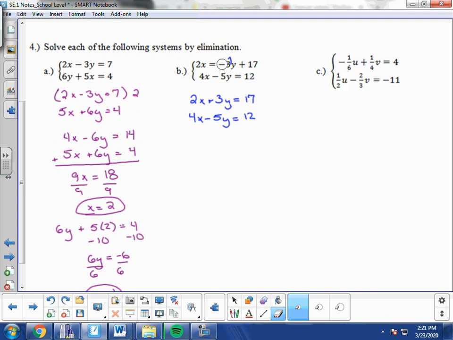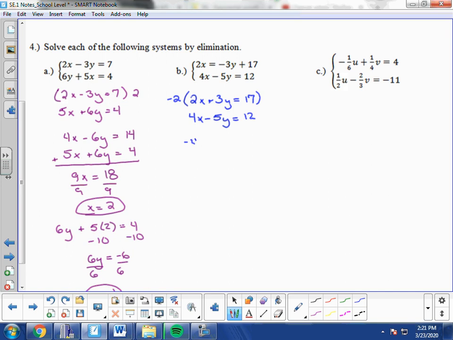Now in this case, what I could look at is, yes, the 3 and the 5 have opposite signs, but it's not an easy multiplication necessarily to get them to be the same number. The x's is an easy multiplication. What can I multiply the 2 by to turn it into 4? If you said 2, you'd be correct. But we don't just want a positive 4. We want a negative 4 because we want those to cancel out. So I'm going to multiply this first equation by negative 2.